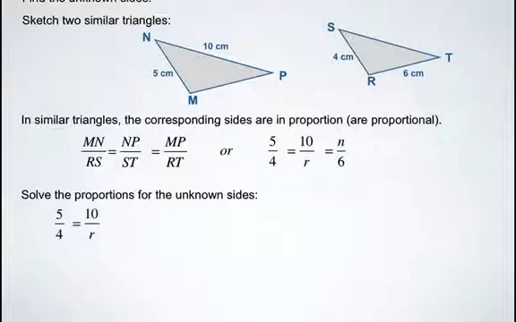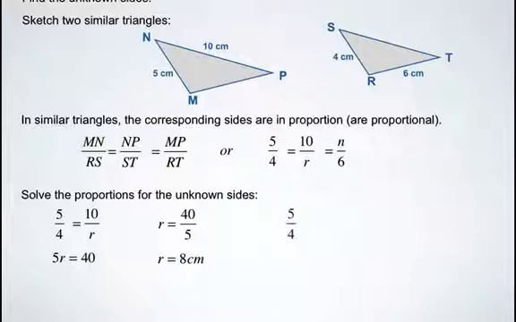And to solve for letter r, we'll take this section of the proportion, which has 5 over 4 equal to 10 over r. We need to cross multiply to try and get r all by itself and to solve this proportion. Multiplying 5 times the r gives us 5r, and 4 times the 10 gives us 40. We need to divide both sides by 5, giving you 40 divided by 5 on the right hand side, or the value of 8 centimeters.